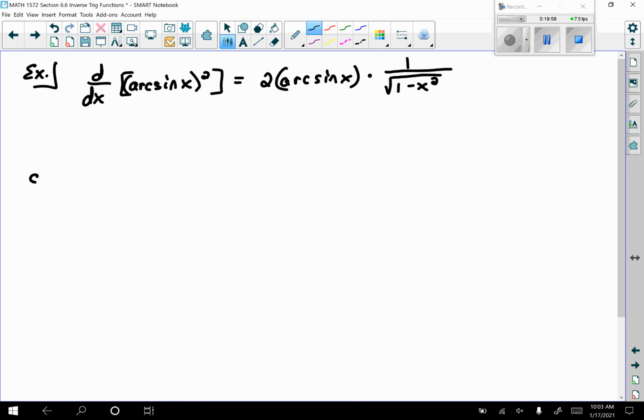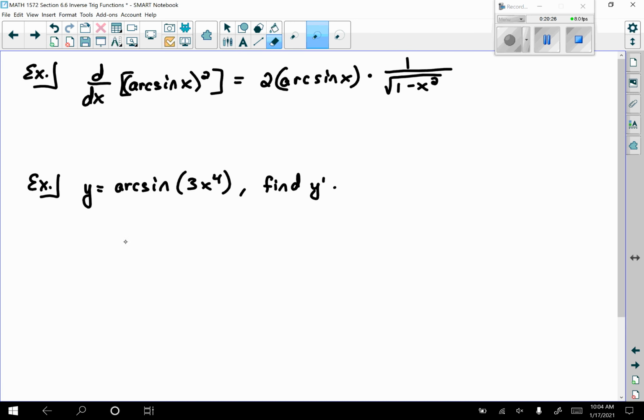Let's try another one. Y equals, we'll do arc sine of 3x to the fourth. Let's find y prime. Again, if you want to pause the video, try this on your own.